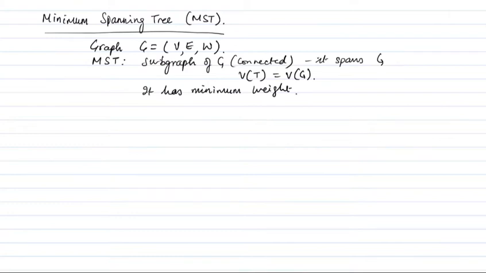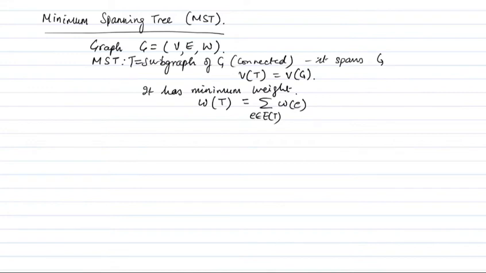right? What is weight? So I'm going to call this MST, let me denote it by T, okay? So T is basically the subgraph we are talking about. And the weight of T is nothing but the sum of the weights of all the edges e in T, right? So that's the minimum spanning tree problem.